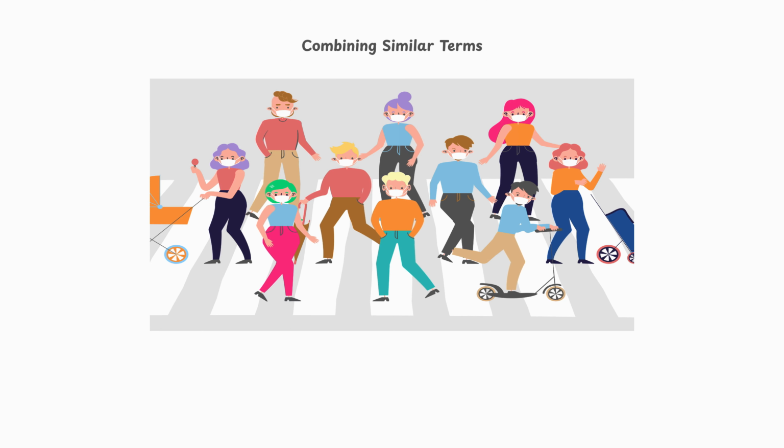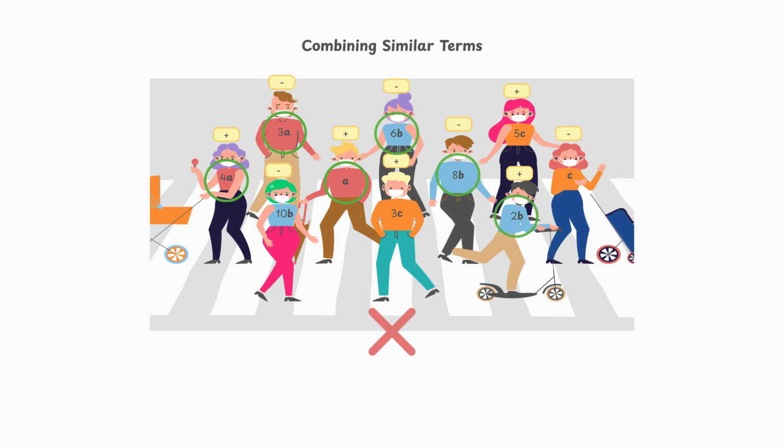Today, we are learning about combining similar terms. Look at the people in the picture. Each person is wearing an algebra term, such as 3a, 4a, 6b, 8b, 5c, or 2b. To combine similar terms, we need to look at the letter part first. Terms with the same letter can be grouped together. For example, 3a, 4a, and a are similar terms because they both have the letter A. 6b, 8b, and 2b are also similar terms because they all have the letter B. But an A term cannot be combined with a B term because the letters are different.